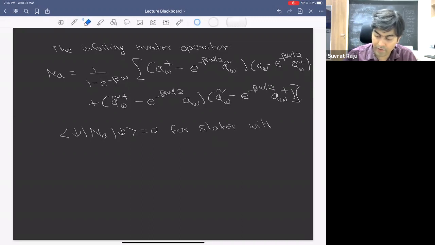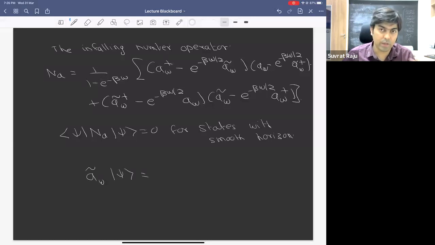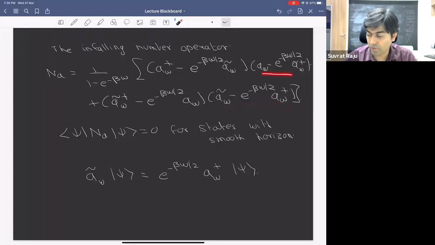Now, why is this the case? It actually follows from what we said earlier about how these A omega and A omega dagger operators act. For instance, let me remind you that by using these properties of these 2-point functions, at some point we derived this property for such states between these A omega tildes and A omega daggers. So if you look at this combination, A omega tilde minus e to the minus beta omega by 2 times A omega dagger, this just annihilates the state. Same for this combination. And therefore, you can see that the expectation value of this operator is 0.